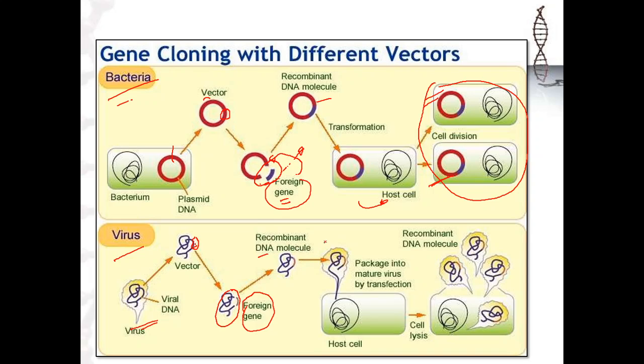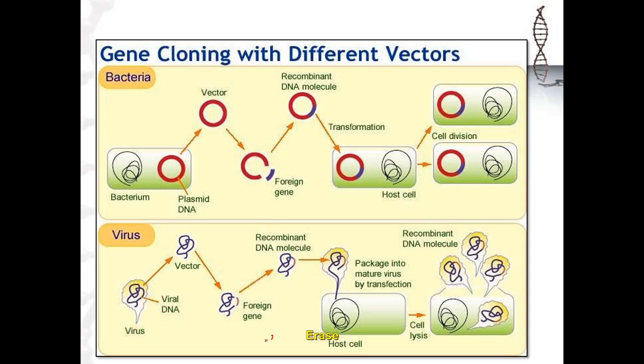Then that viral DNA molecule will be introduced into the host cell, packaged into a mature virus by transfection. So we have to do some infection of the host cells, so that the cells infected with the viral DNA undergo lysis, or bursting. Then it will burst, resulting in numbers of recombinant DNA molecules containing the viral DNA molecule. This usually happens in animals.